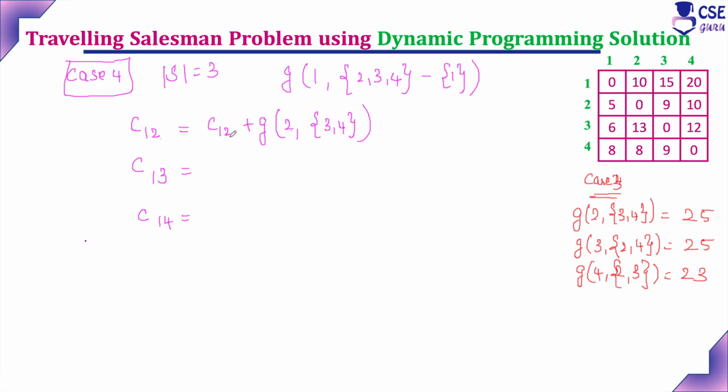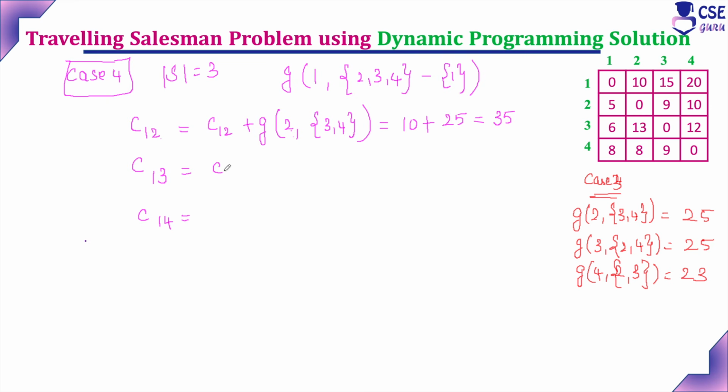So, here if you are considering, the function is C12 plus visit the second city, then visit the third and fourth city. Okay. And come back to the first city. In that case, cost is C12, cost is 10 plus G of 2, set 3, 4. Cost is 25. So for this case, you need the previous case values. That is case 3 values. Okay. So here we will get 35.